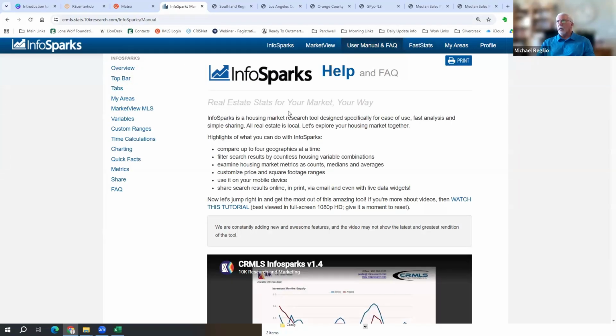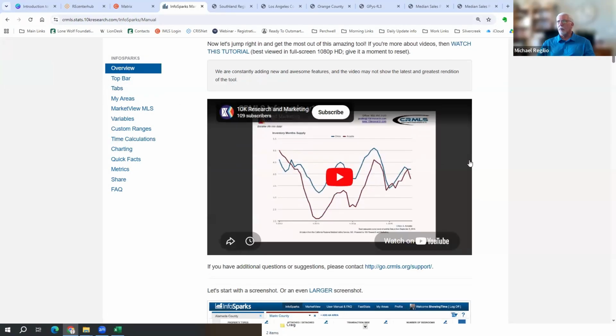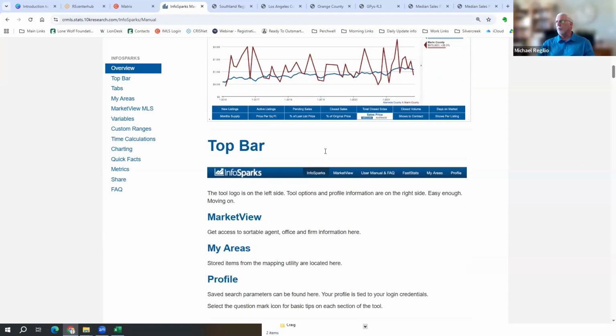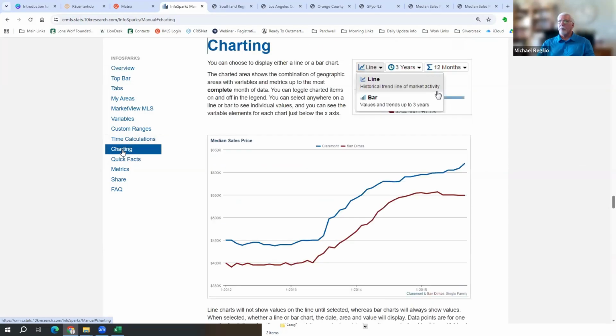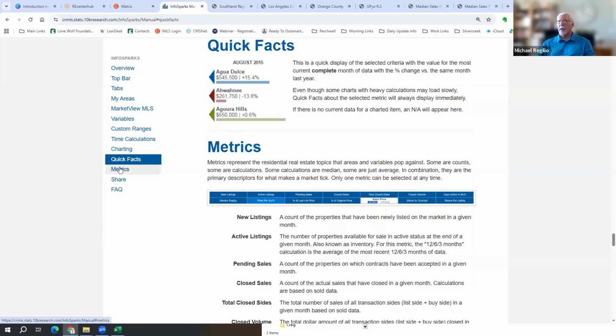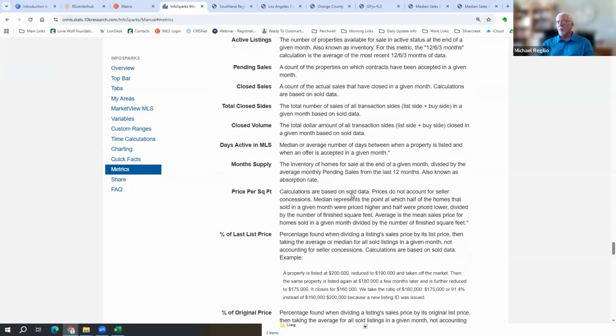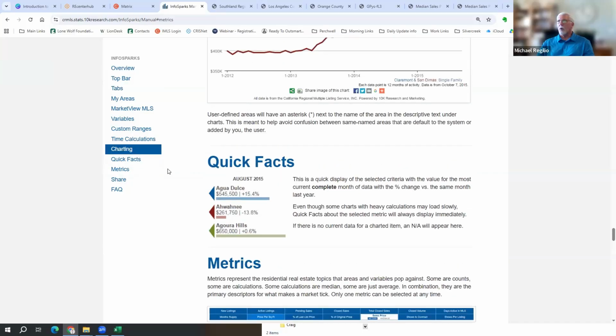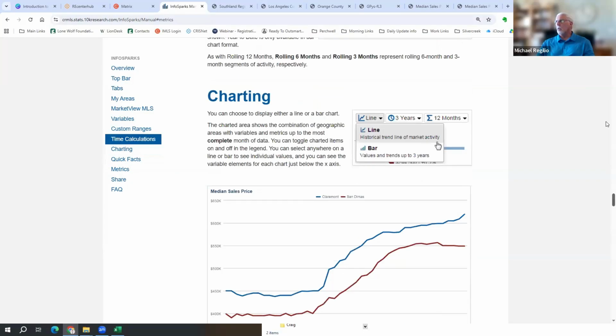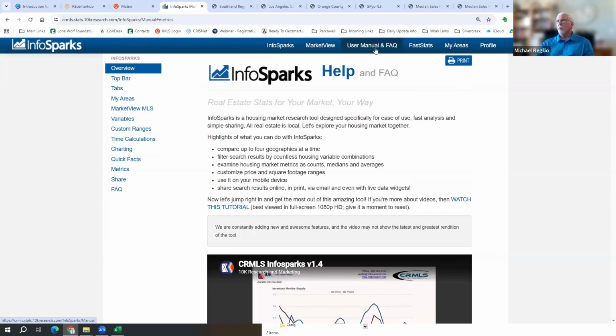The last thing is there is the InfoSparks help here. In the InfoSparks help, it goes through all of the different sections that we went through: the charting, the fast facts, the different metrics. So you can always come into the user manual and FAQ to look up how did I do that.